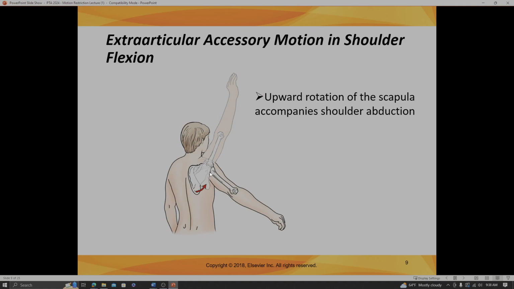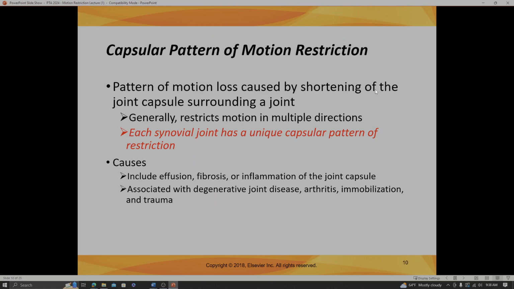Outside the joint capsule, from a macro perspective, you know that you have a force couple that engages in something like shoulder flexion or abduction, right? So we need to have a sort of 2-to-1 ratio of glenohumeral movement that's accompanied by scapulothoracic movement in terms of upward rotation of the scapula, right? So that's an extra-articular accessory motion.